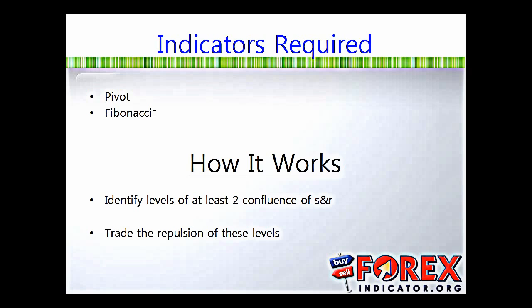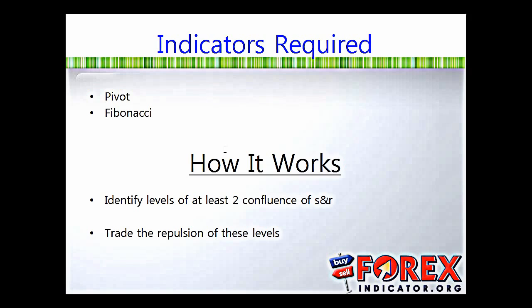How it works is that you need to identify a level with at least 2 confluences of SNR. You can't just trade based on one pivot point level, or one Fibonacci level, or one major swing high or low level. You need at least 2 of them to show a confluence before you can actually enter the trade. What we're doing here is trading the repulsion of the level, so price hits it and we trade the repulsion of it.